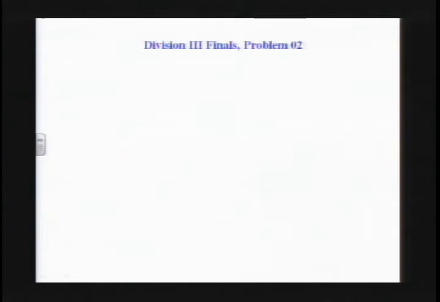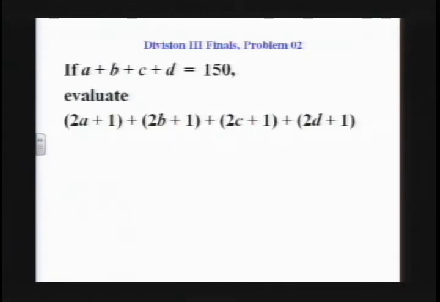And question number 2, please. If A plus B plus C plus D is equal to 150, what is the sum of 2A plus 1 plus 2B plus 1 plus 2C plus 1 plus 2D plus 1?